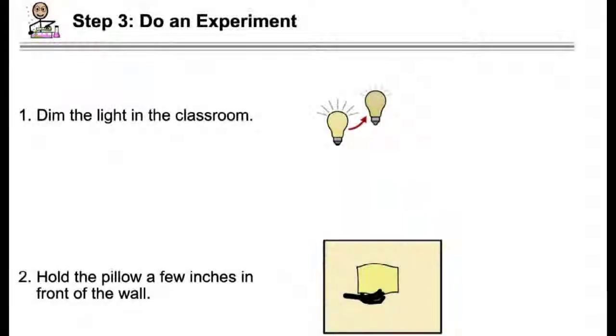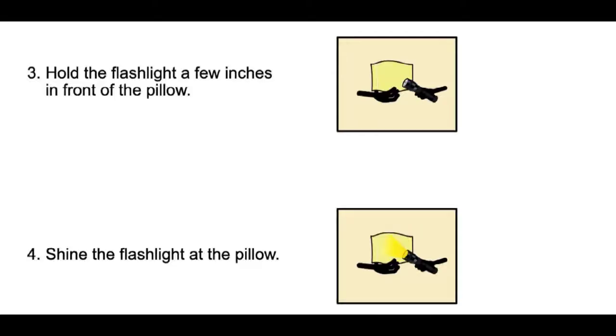For the second part of the experiment, we will now use the glass bowl. Have your flashlight turned on, dim or turn off the lights. Hold the glass bowl a few inches in front of the wall. Hold the flashlight in front of the glass bowl. Shine the flashlight at the glass bowl. What did you notice? What did the light do? Watch me perform this part of the experiment.